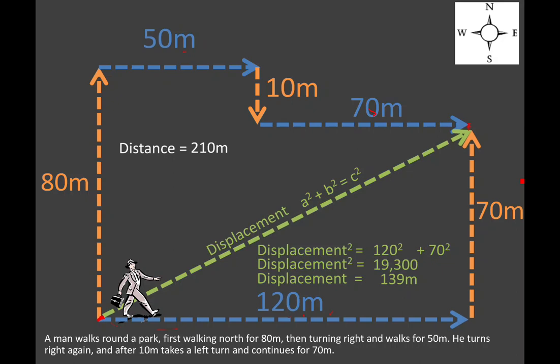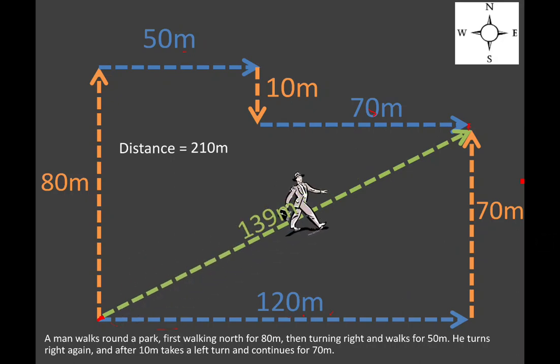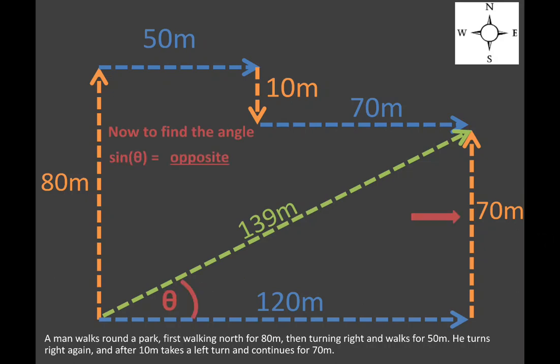We said, in order to find the angle, what do we do? Sine theta is equal to the opposite divided by the hypotenuse. The opposite is 70 and the hypotenuse is 139. So 70 divided by 139, if you plug this into the calculator, you will get 0.5036. That's sine theta. Now we find the sine inverse. In order to find theta, theta is equal to sine inverse of 0.5036, and that is equal to 30 degrees.